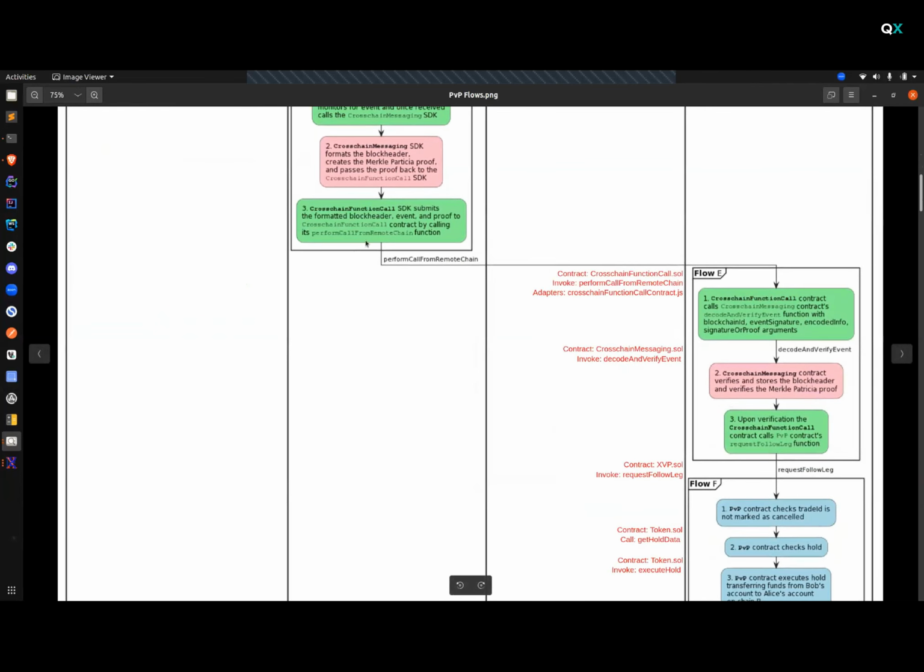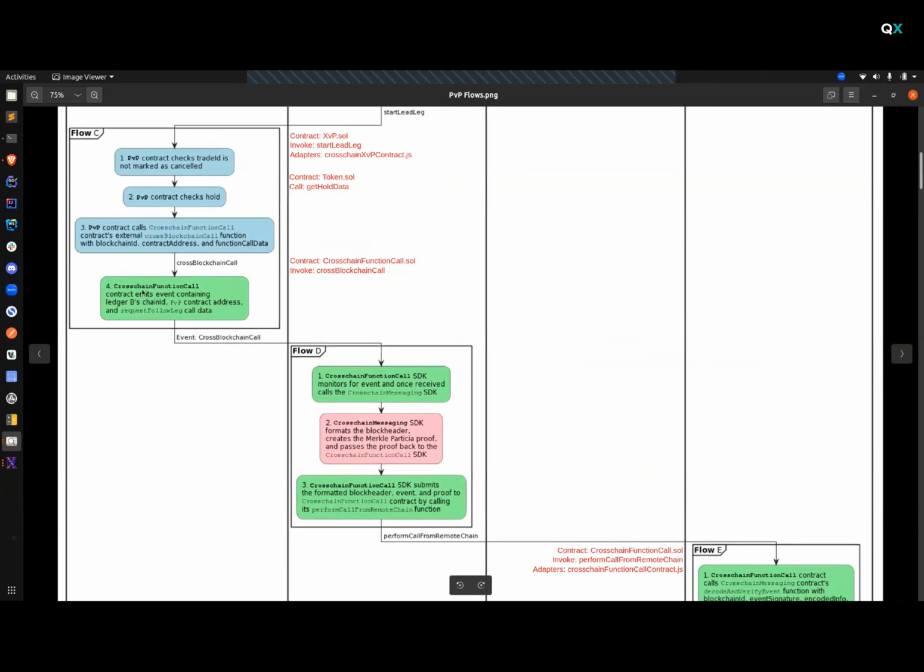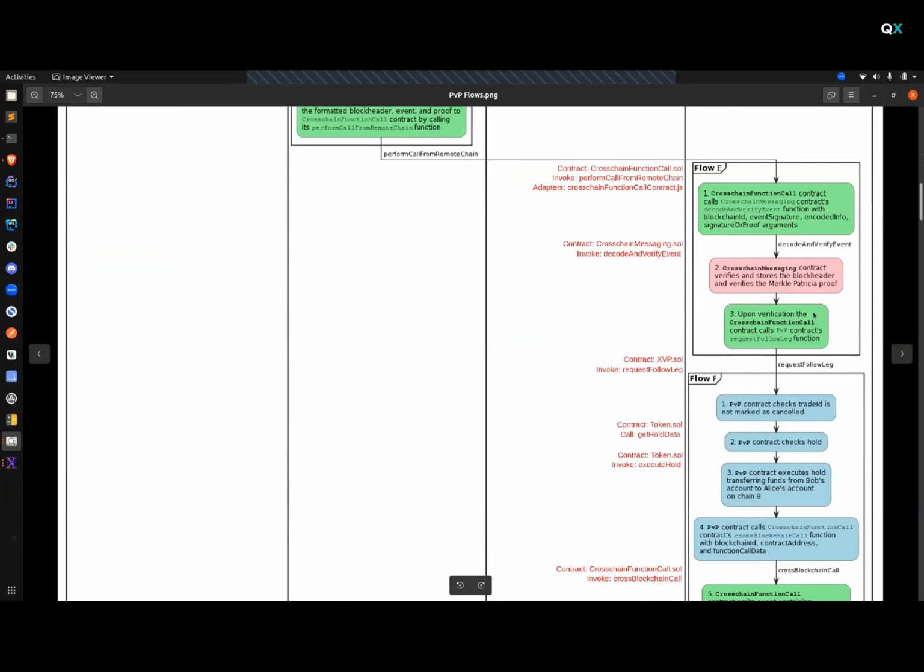It will use the proof to then perform a call from the remote chain to the other ledger, invoking the cross-chain function call layer, which will decode and verify this event. It will initiate the messaging layer and ask to verify the proof. Upon verification, it will initiate this remote function that we wrapped inside of the event data. And for our use case, this is request follow leg.